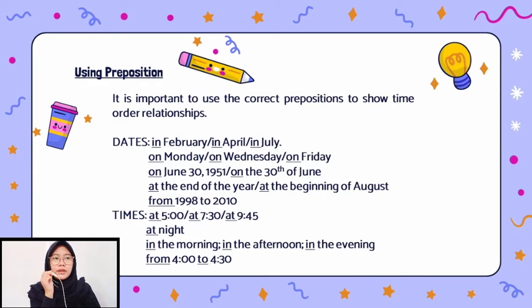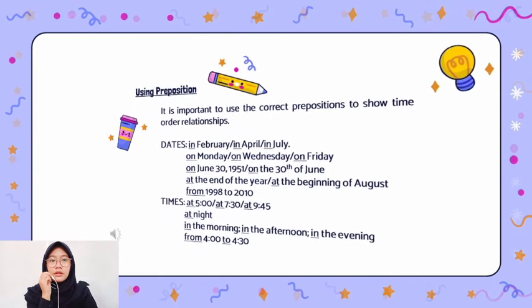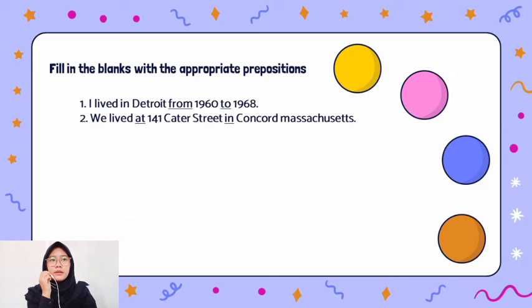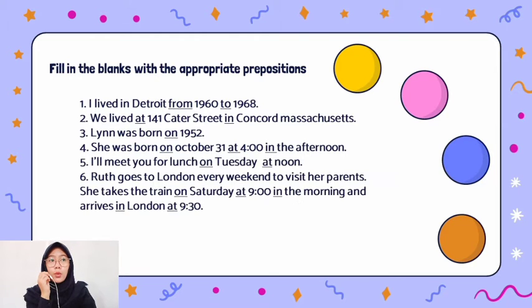If at, you can use it for time: at 5, at 7:30, at 9:45, at night. In the morning, in the afternoon, in the evening, from 4 to 4:30. Alright, now I will fill the blank sentences with the appropriate prepositions.